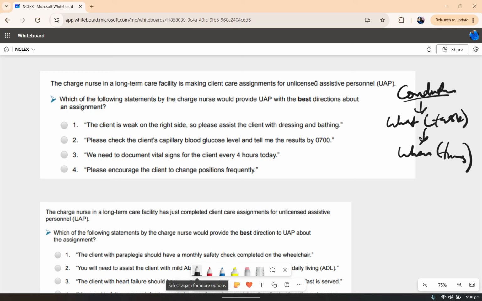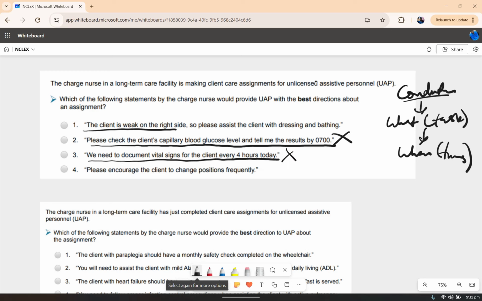Now, so I'm looking for condition if they have condition. So the client is weak on the right side, that is condition. Please check the client capillary blood glucose level and tell me the result by 7. I'm not seeing any condition here. We need to document vital signs for the client every 4 hours. No condition is here. Please encourage the client to change position frequently. No condition is here. All I'm just seeing is task, task, and task. There's no condition. So obviously I've X'd out this. I'm left with this. So this is the answer. You can see how it works.